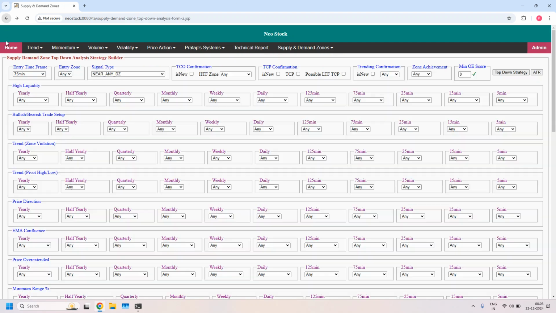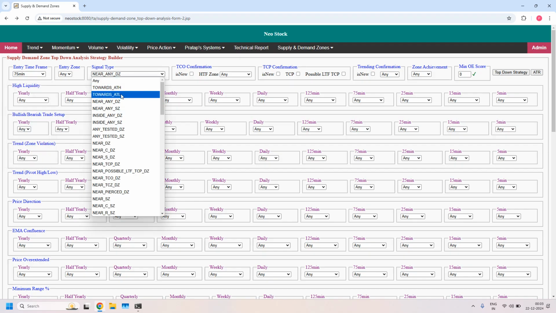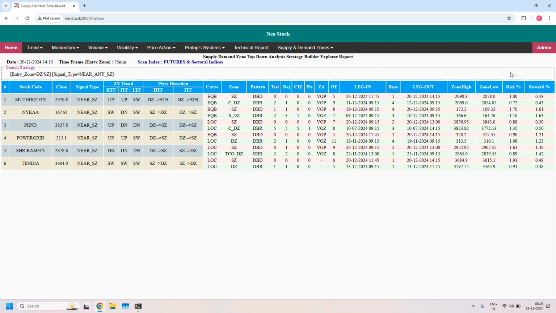Okay, next for 75 minutes time frame, let us filter the stocks near the 75 minute supply zone. We got 6 stocks. Let's identify high liquidity supply zones. So we don't have any 75 minutes high liquidity supply zones from this list. So this is about the high liquidity zones.